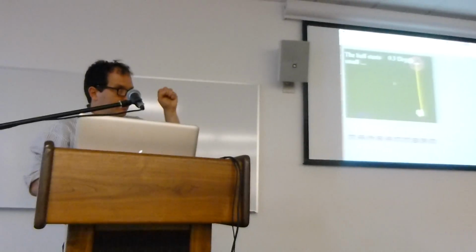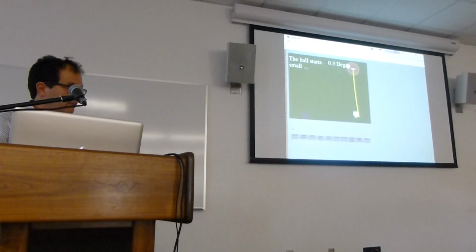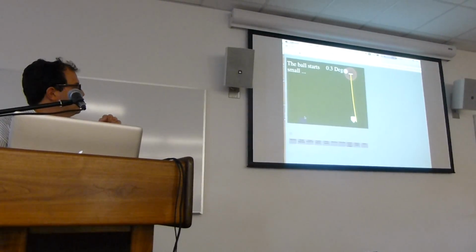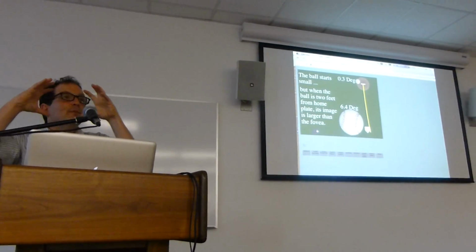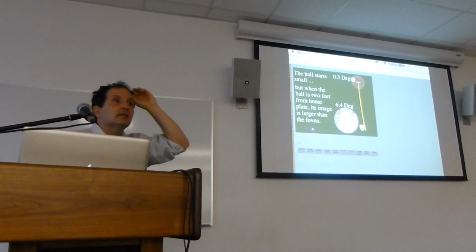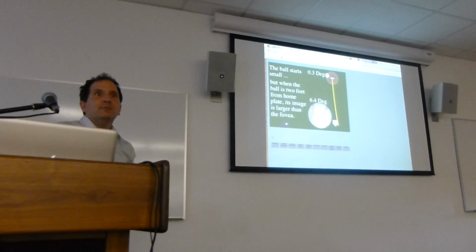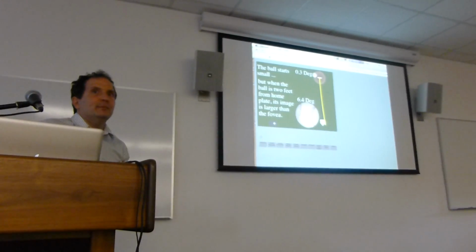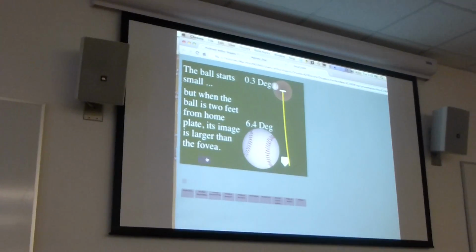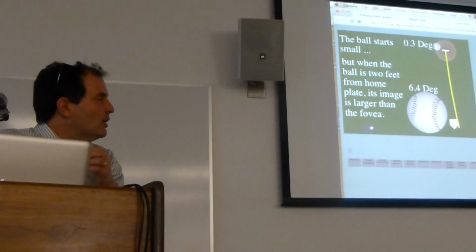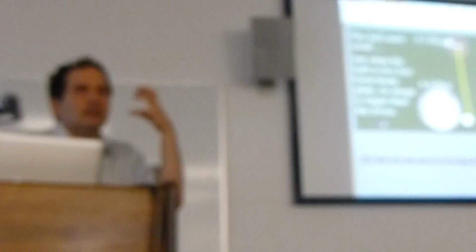The ball starts off in the pitcher's hand, it's really tiny, fits really well within the central vision, but by the time it's at home plate, it's really big. It's going to be in that peripheral system that has less neural machinery, right? And so what's going to happen? If you were to track the ball completely all the way through, you'd keep it in the fovea. You would never be able to keep it only in the central part of the vision, but you don't.